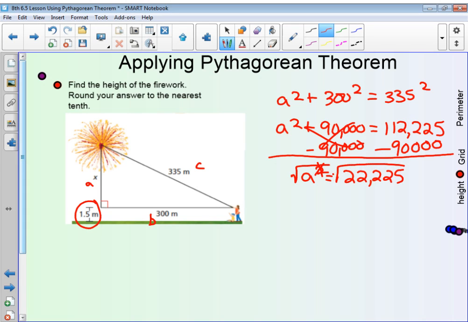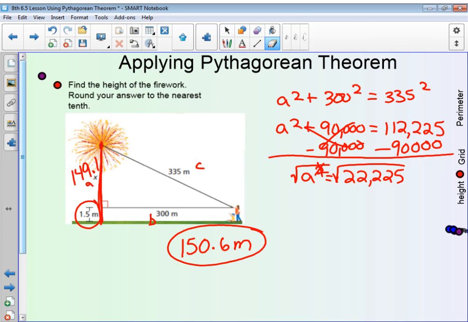So now to get rid of the squared, I'm going to do the square root. The square root of 22,225, that's a lot of twos, gives me 149.08. So if we go to the nearest tenth, it'd be 149.1. Now, they want to know the height of that firework, so I have to include the 1.5. So I'm going to add plus 1.5 to my answer, and it's going to give me 150.6 approximately. So that firework is 150.6 meters above the ground.